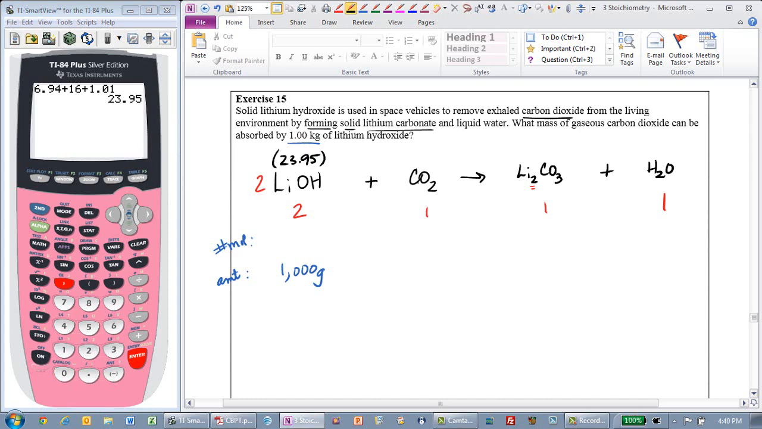I know that CO2 is 12.01 plus 32. Do it in the calculator if you have to, but there's nothing wrong with your brain. It's a pretty good brain or you wouldn't be here. You wouldn't be listening to me. So that's 44.01. I can't do lithium carbonate in my head, so let's look at this again.